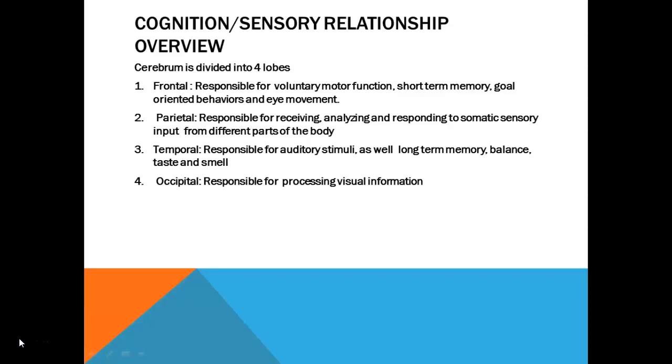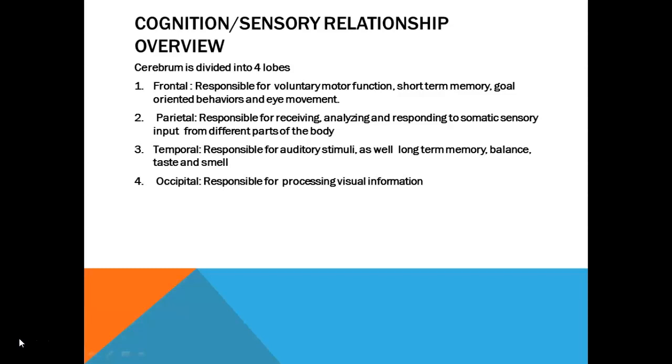The frontal is responsible for voluntary motor function, short-term memory, goal orientation, and eye movement. The parietal is responsible for receiving, analyzing, and responding to somatic sensory input from different parts of the body. The temporal is responsible for auditory stimuli, as well as long-term memory, balance, taste, and smell. And the occipital is responsible for processing visual information.